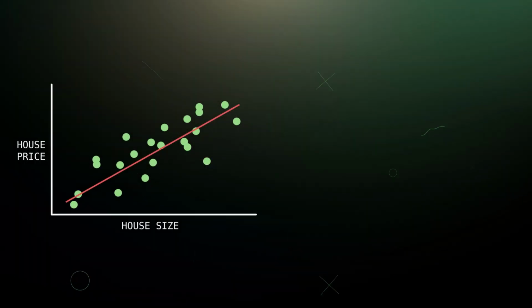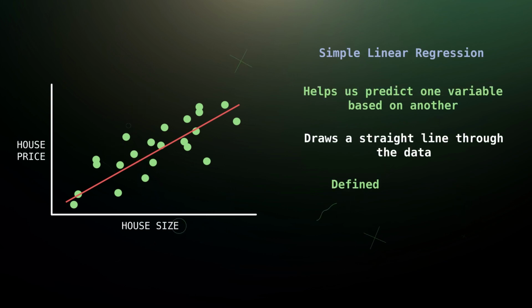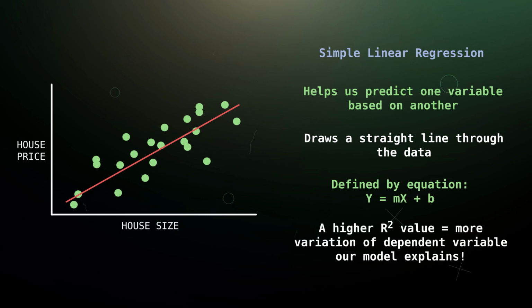So in summary, simple linear regression helps us predict one variable based on another by drawing a straight line through the data, represented by the equation y equals mx plus b. The closer the line fits the data, the higher the R² value, which tells us how much of the variation in the data our model explains.